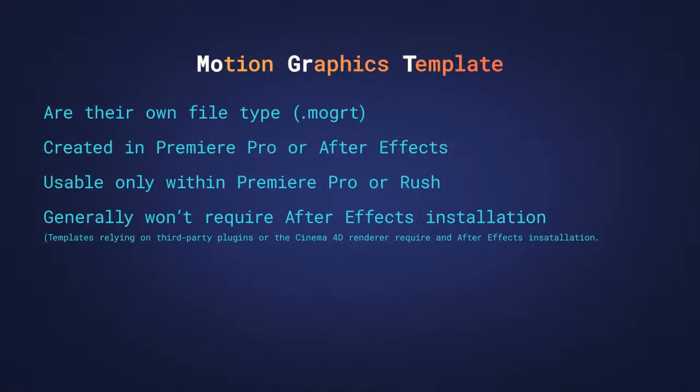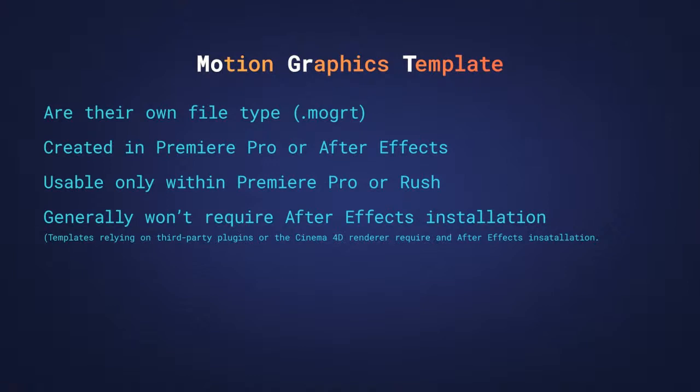Who wants to re-export a lower third with a typo over and over again? Not me. Nobody. Not me at all. As I pointed out, they're their own file type. So it's .mogrt, Motion Graphics Template. You can create them in Premiere Pro or in After Effects. I'm an After Effects nerd, so that's where I'm going to go. But they're usable only within Premiere Pro or Rush.